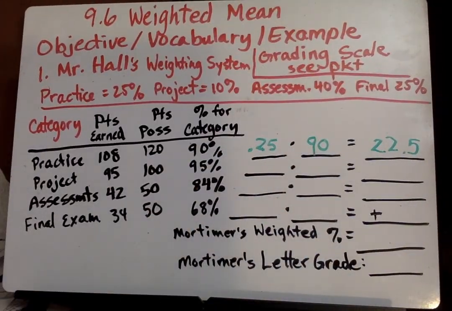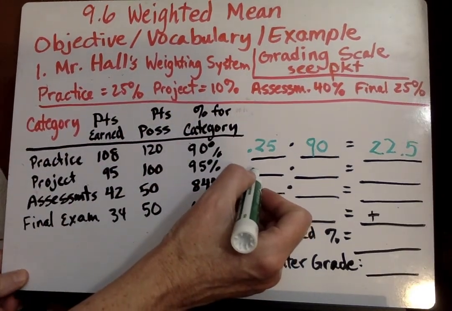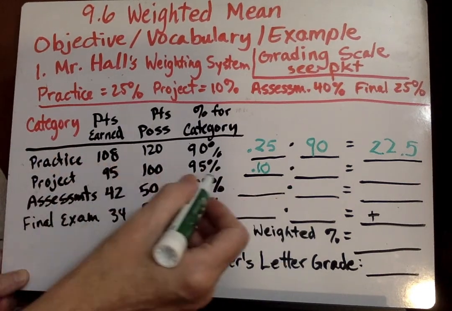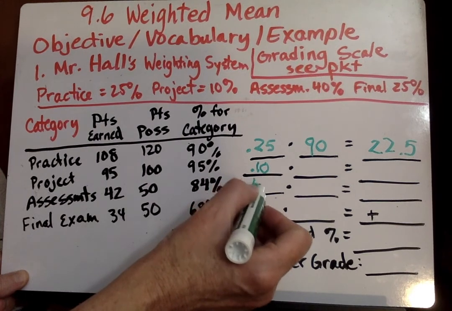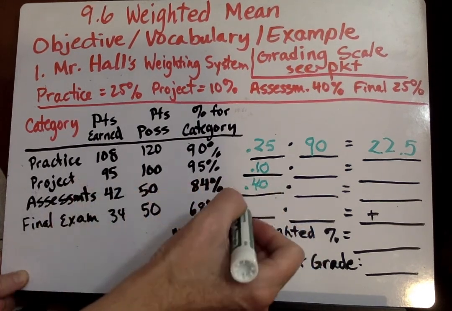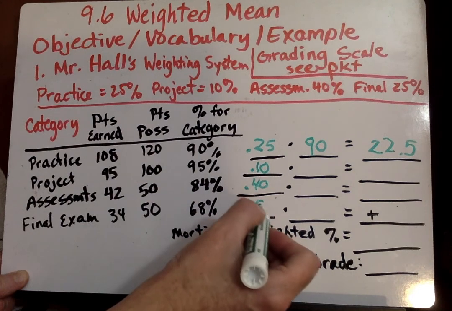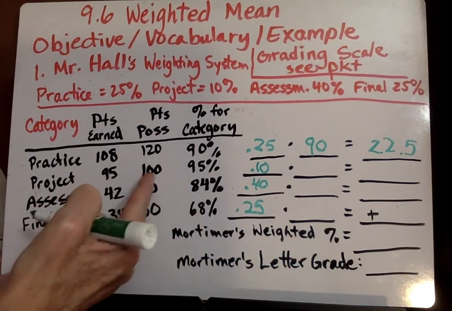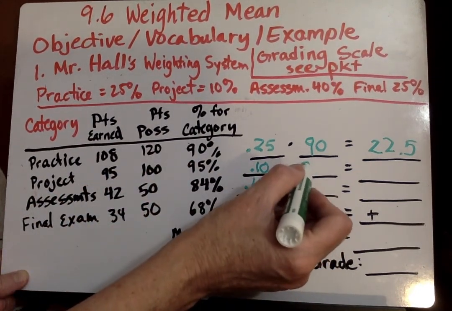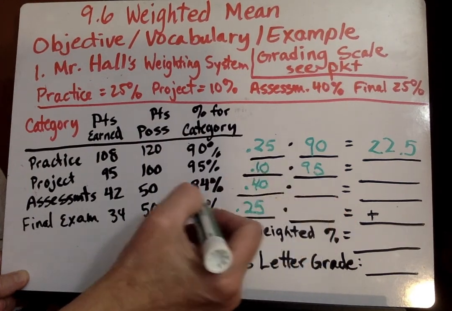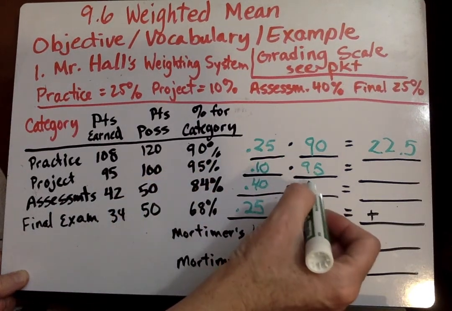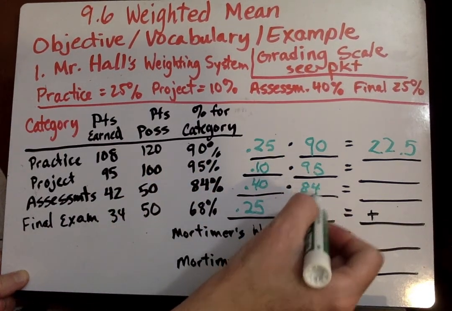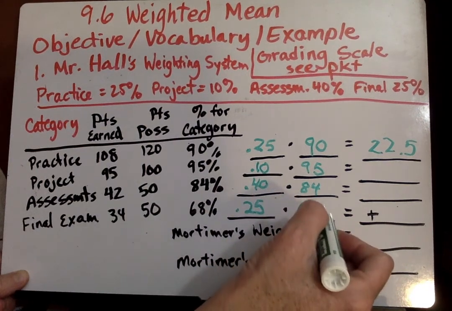Okay. Next we go to our projects, which are 10%. So I'm going to just put all these percentages here. 10% for the project. Assessments are 40%. Again, we're changing each of these to a decimal, and the final exam is 25%. Okay. So 95 out of 100 is 95%. I'm just going to leave that at 95. I'm not going to change the percents on this one. 84, I'm doing this 84 right there. And then 68 right there.